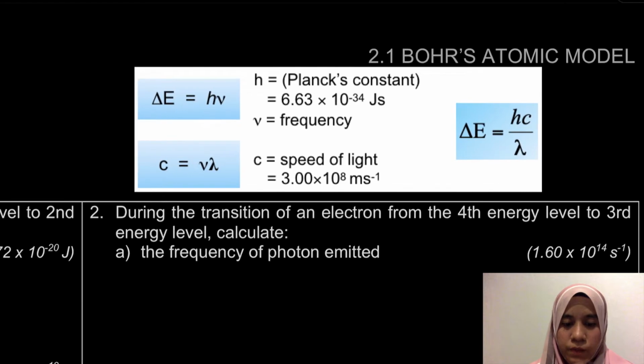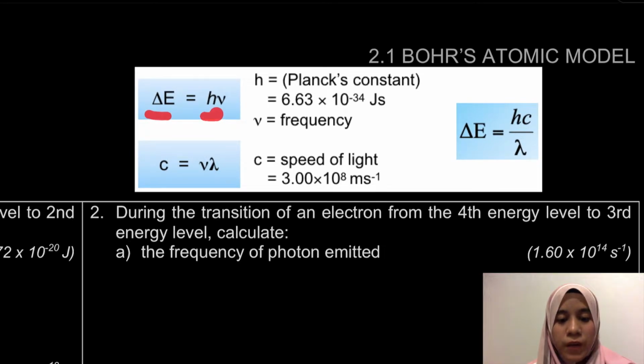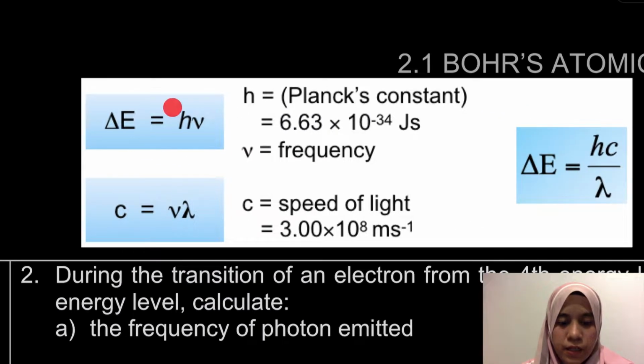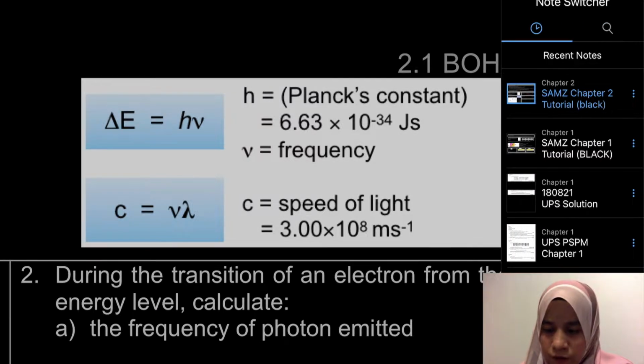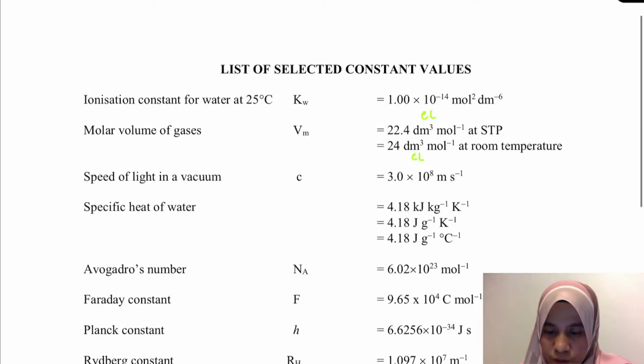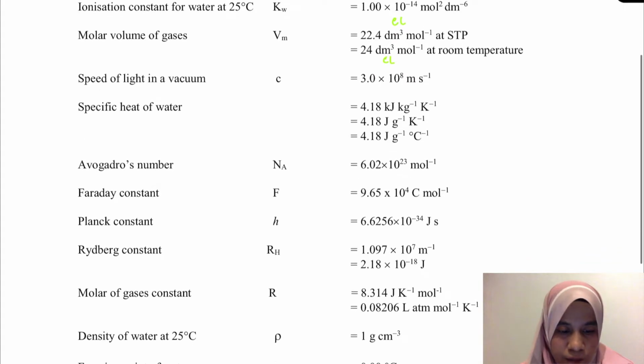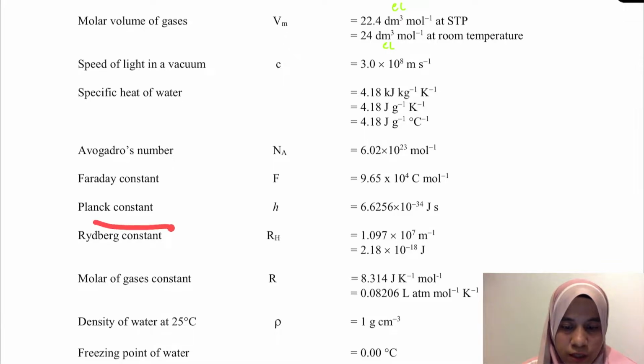Okay. So delta E is equal to h, which is your Planck constant, times frequency. Here, h is your Planck constant, 6.63 exponent negative 34 joule second. No worries there, you don't have to memorize, it's actually on the list of constant. Kalau kita tak ingat list of constant yang mana satu, sebenarnya yang inilah, Planck constant. Ataupun kamu boleh ambil this one ataupun 6.63 pun boleh juga.